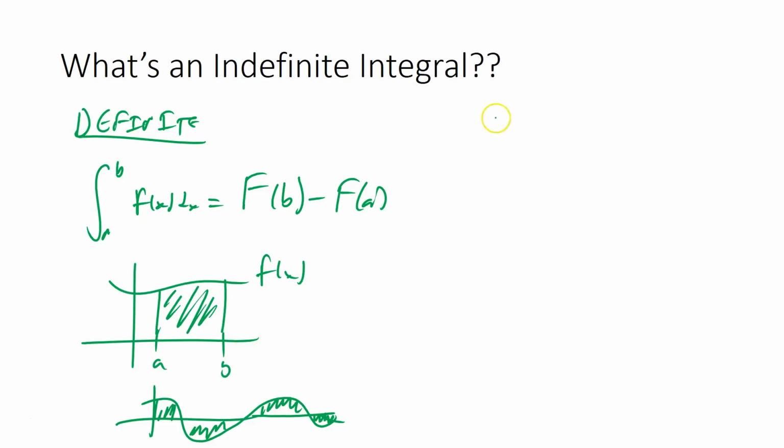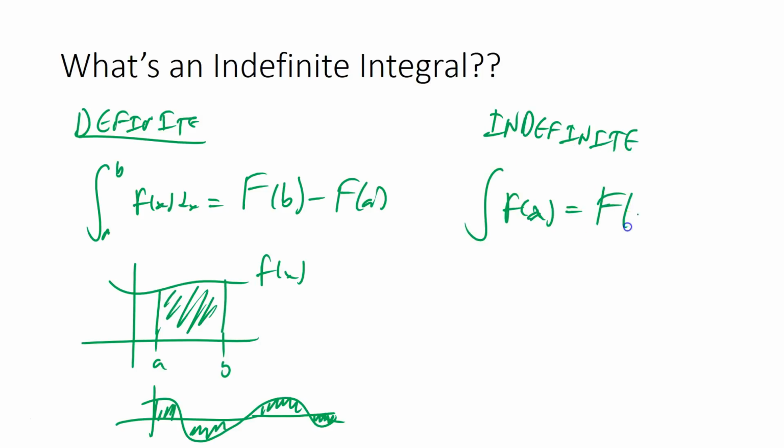So indefinite integral, all this is saying is find me the antiderivative. If I just have it with no limits on there, it's just telling me to find what the antiderivative is and then add a plus c.